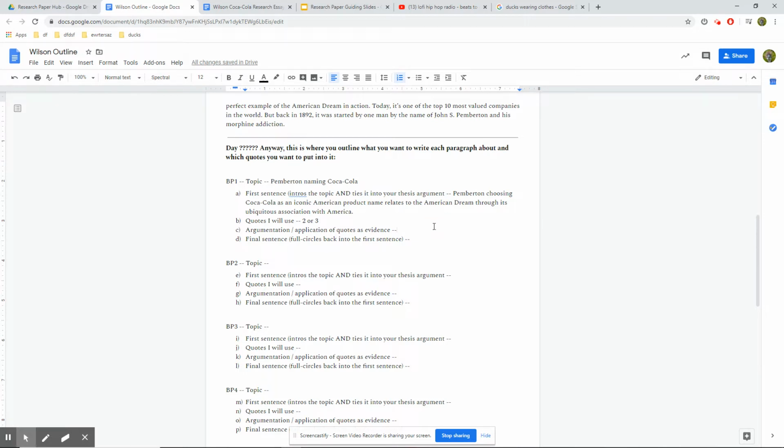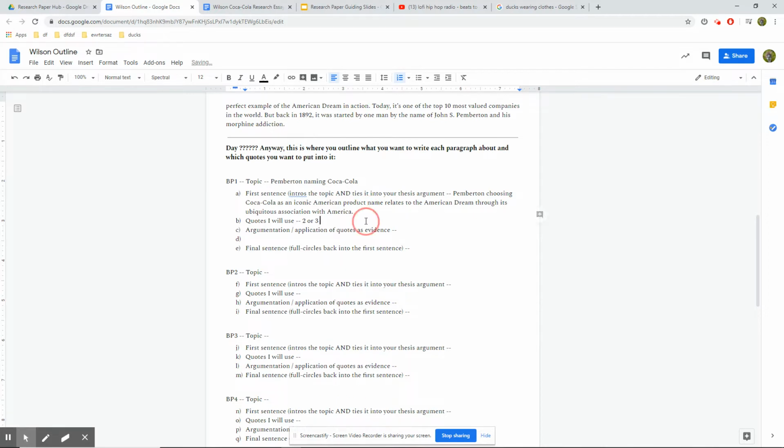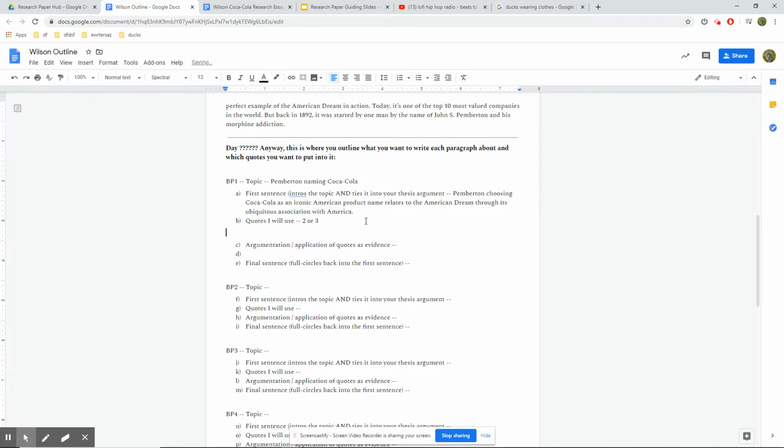In terms of how you're going to use that evidence, below the quote itself, you can just do the note for this one underneath that quote. You're going to write a sentence that brings the quote together and ties it back into my first sentence. And you do that with as many quotes that you have. And then the final sentence: you're going to full circle back into your first sentence.